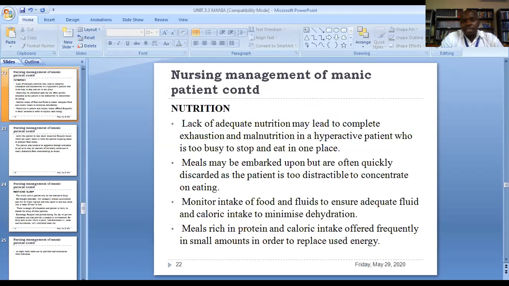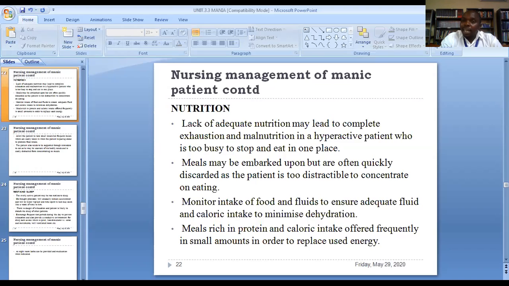The other area to consider is nutrition. Remember, we actually stated that these patients involve themselves in strenuous activities that consume or deplete their energy levels in their body. So lack of adequate nutrition may lead to complete exhaustion and malnutrition in a hyperactive patient who is too busy to stop and eat in one place. So in this case, meals may be embarked upon, but are often quickly discarded as the patient is too distractible to concentrate on eating.